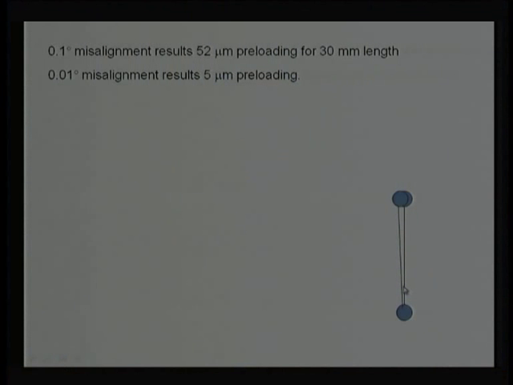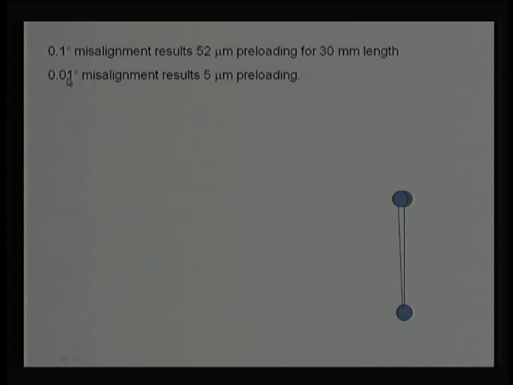Now, if this angle of inclination is even 0.1 degree, for a 30 mm length we are going to get a preload of 52 microns. That's a substantially high value. A shaft length of 30 mm is very ordinary. Obviously, a bearing length of 30 mm is a very ordinary length. And 0.1 degree is very difficult to quantify, very difficult to measure also. And that still gives us a 52 micron preloading. Obviously, a 52 micron deflection from one surface is more than the clearance.